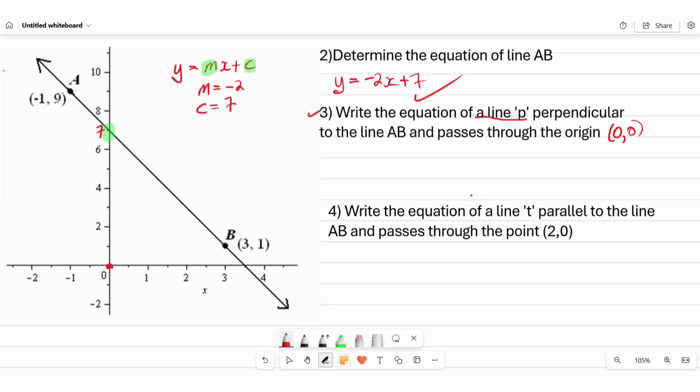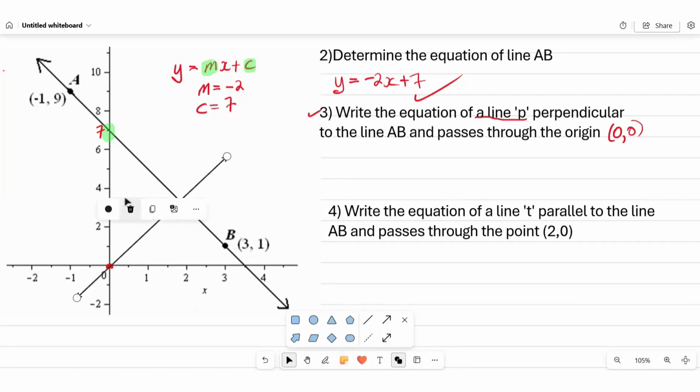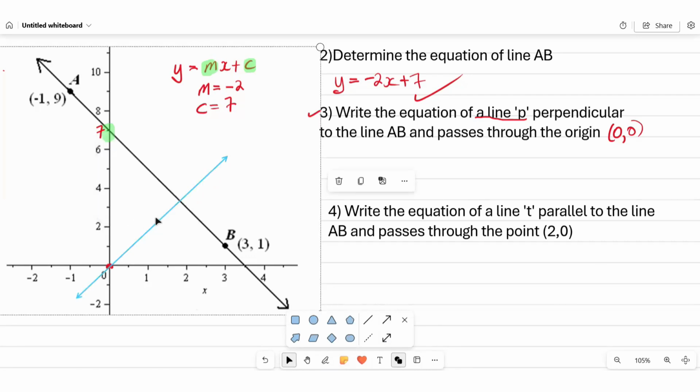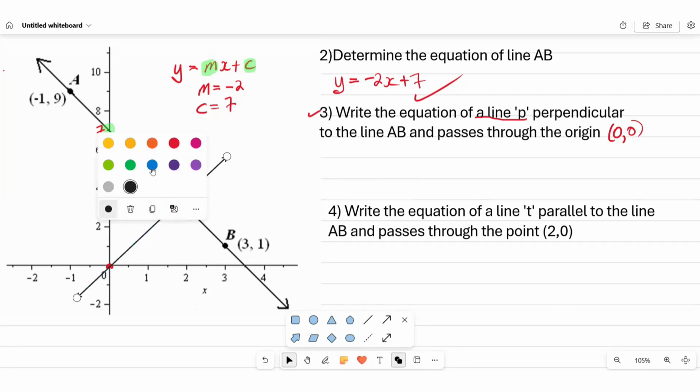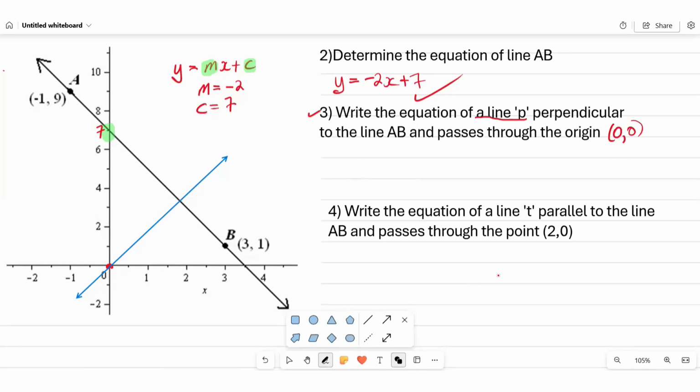What they're actually asking for, I'm just going to drop a quick line so you could see it. They're suggesting that there is this line that passes through the origin, and when it touches AB, it is at 90 degrees to it. So basically, when it touches AB, it crosses at 90 degrees. So they want the equation of this line that they call P.